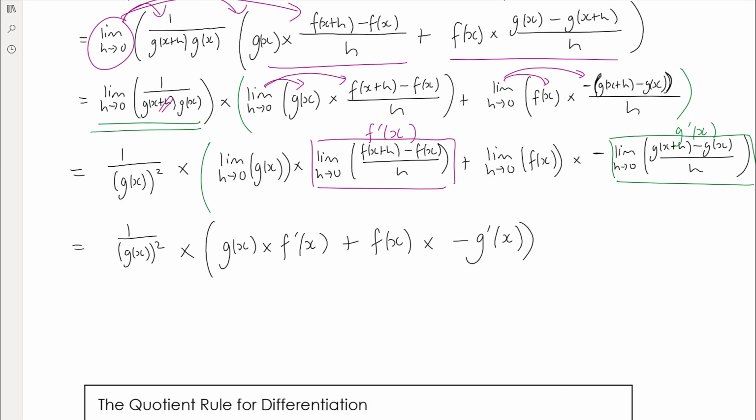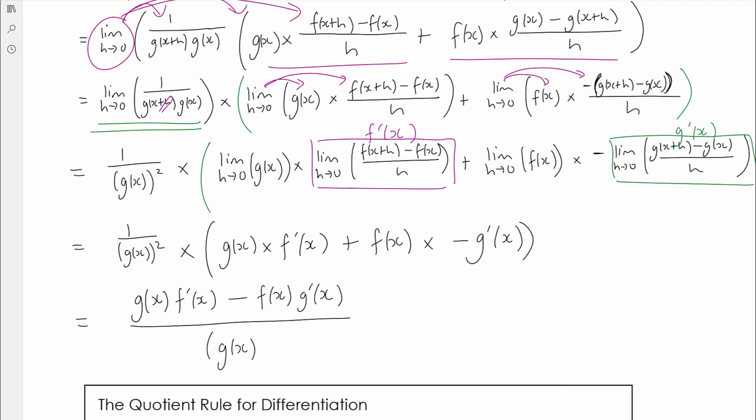Alright, so I'm going to write it as a fraction. I'm going to put that fraction back on the denominator now that we don't have any fractions in the bracket. So the numerator is g of x times f dash x, minus f of x times g dash x, all over g of x squared. And there is our quotient rule for differentiation.